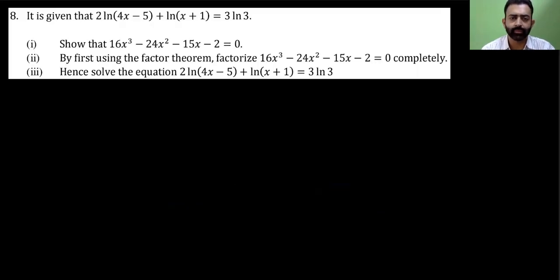Next, question number 8 says that it is given that twice of ln (4x minus 5) plus ln (x plus 1) is equal to 3 ln 3. We have to show that this is a cubic equation equal to 0, meaning this expression must be equal to 0. This we have to show, right?